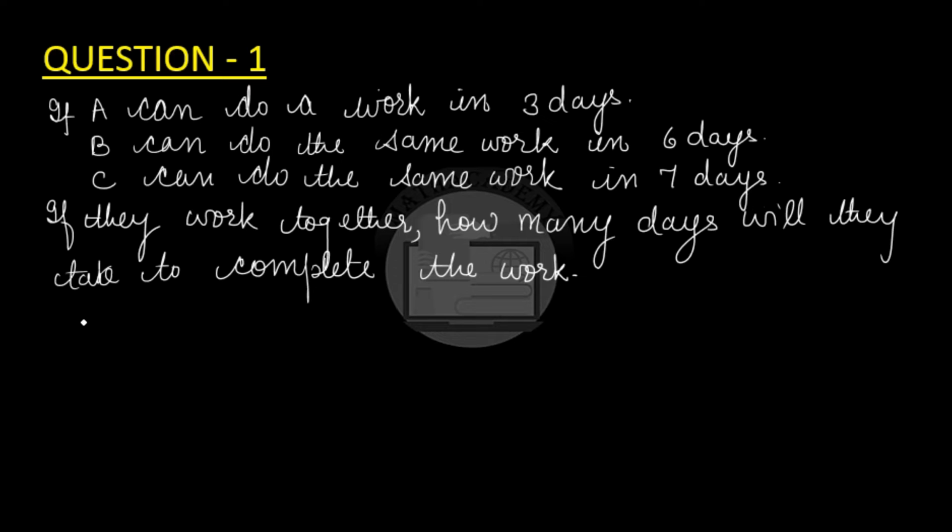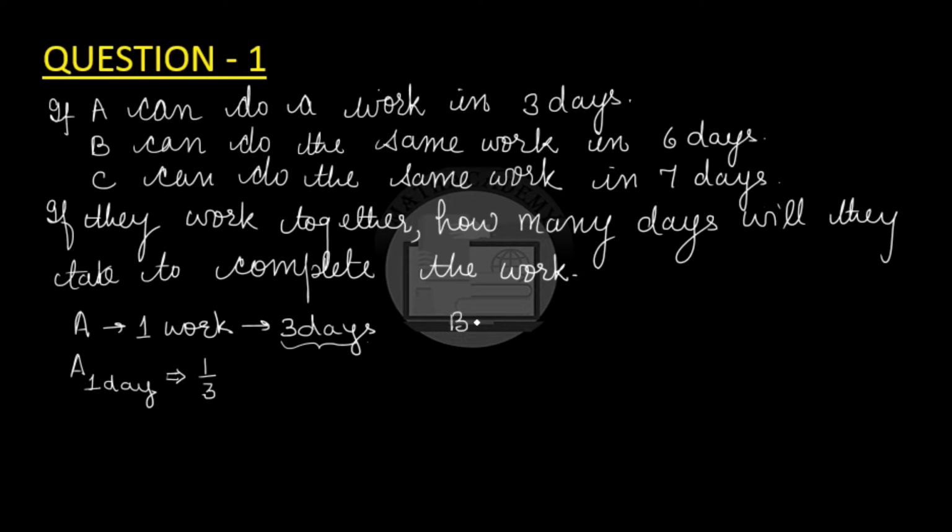So as explained in the previous question, let the total work be one unit work, one work. So A can do one complete work in how many days? In 3 days. Now I have told you that we will have to find the work done in a unit time. Correct? And what is the unit here? Day. So the work done by A in 1 day will be how much? And I have told you to reciprocate this. So you do 1 by 3.